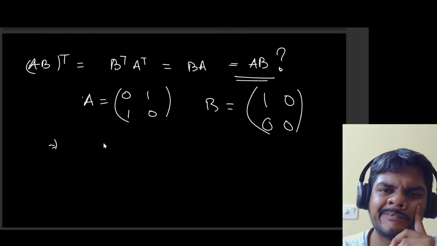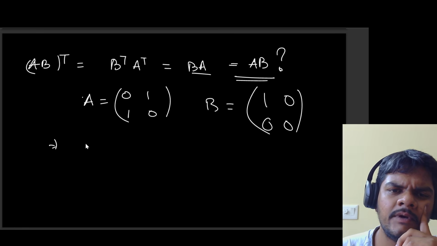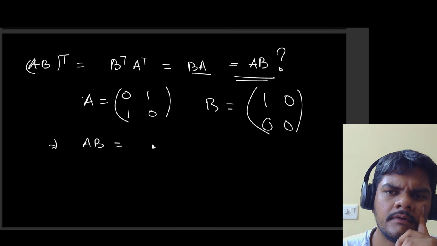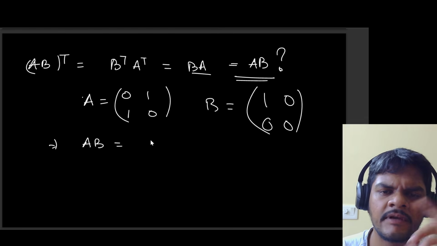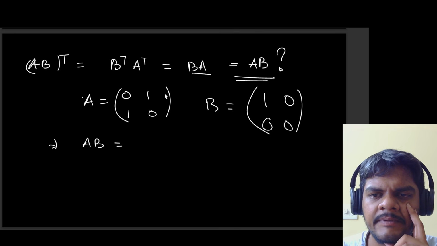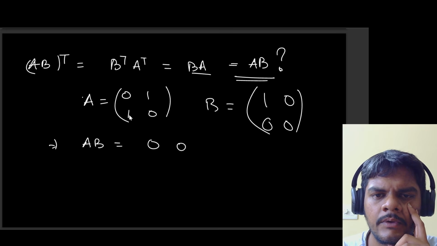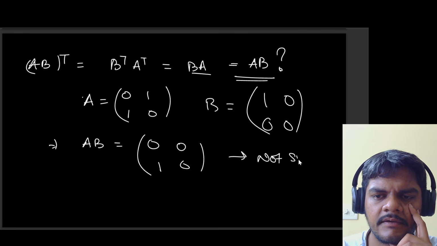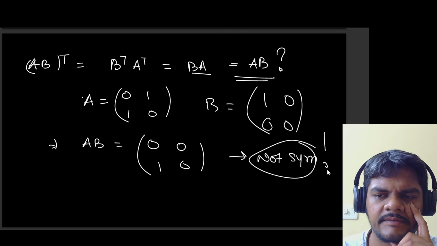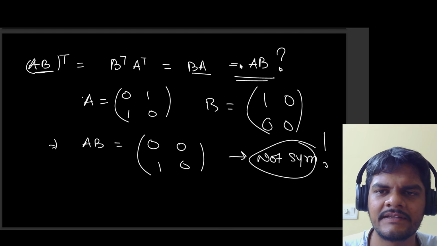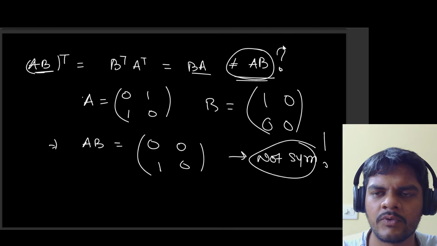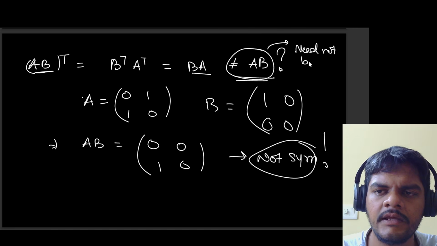That means, what is AB or what is BA? What is AB in general? Okay. So AB will be 0 0 0 0 0 1 0. Oh, this is not symmetric. This is not symmetric. So that is a proof that this need not be symmetric. This need not be true always.